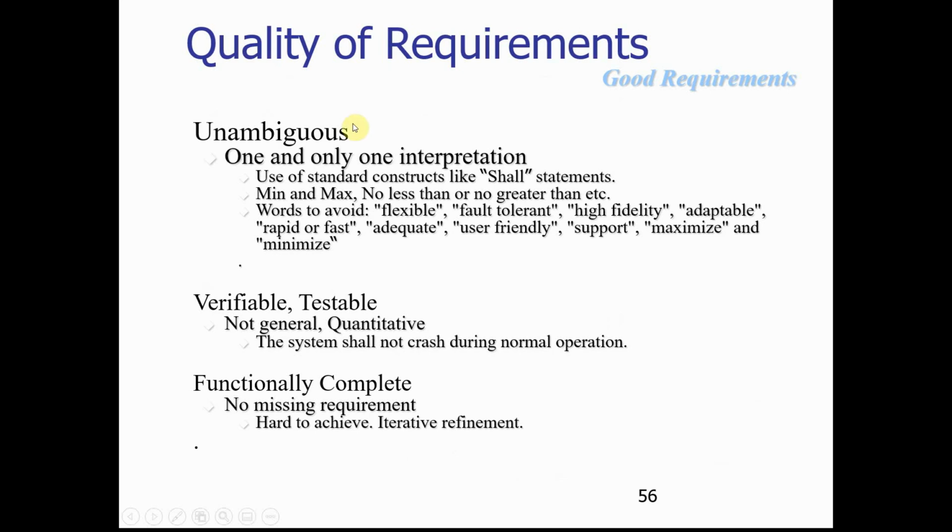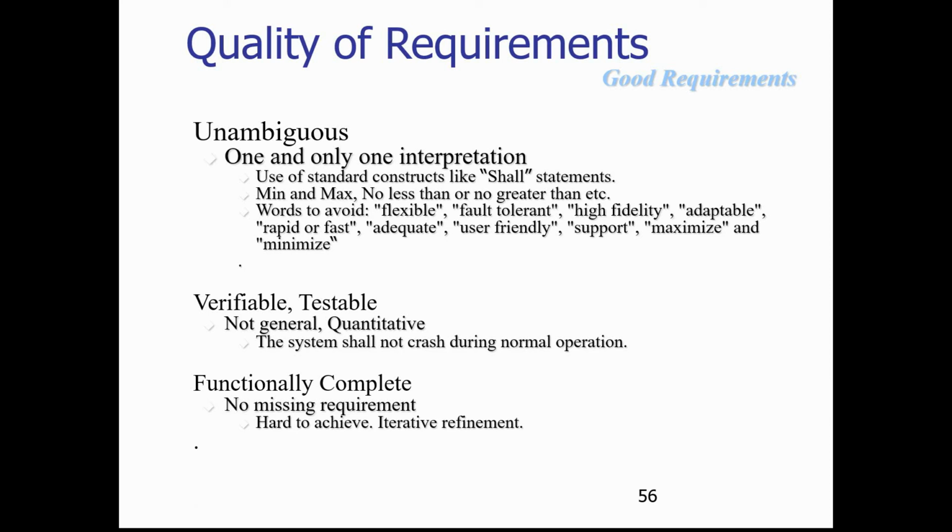And also the requirement must be unambiguous. So only one interpretation. And here we use the word shall to make this clear. And then avoid words that allow multiple interpretations, like flexible, fault tolerant, high fidelity, adaptable, rapid, or fast. With these words, different people have different opinions. So we do not use this kind of word in the requirement.